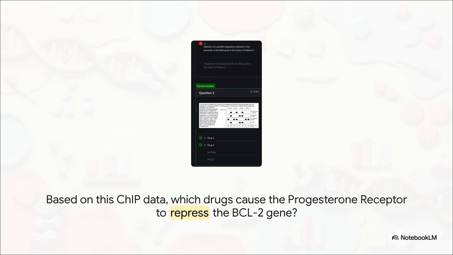So, which lanes meet both criteria? Well, if you look at drug 1 and drug 3, you see the receptor is bound, but the acetylation signal is gone. That's repression. That's your answer.